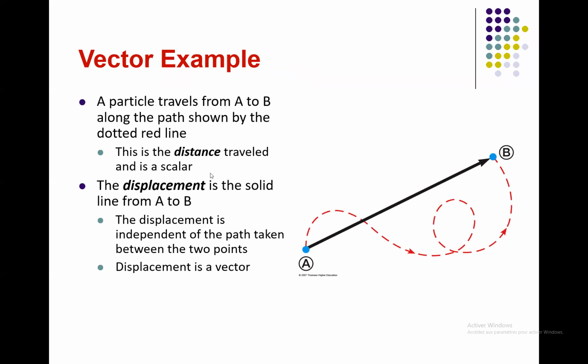I give you an example about the vector and the scalar quantity. I have a point A and a point B. If I go from A to B like this, in this path, this path is the distance, the real distance from A to B. So the distance is a scalar quantity.